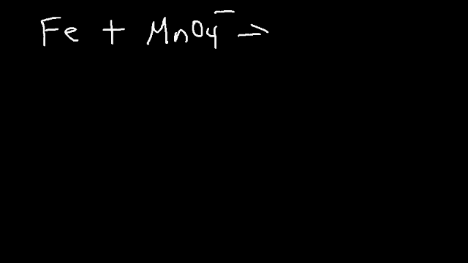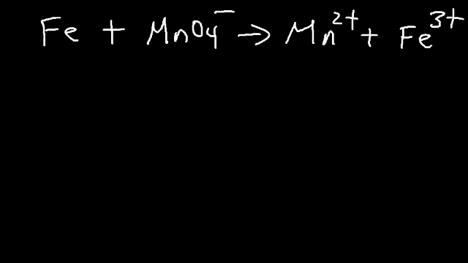But let's go ahead and try another example. Try this one. Let's say we have iron metal plus permanganate, and this is going to turn into the manganese 2 plus ion plus the Fe3 plus cation. Go ahead and balance this reaction first under acidic conditions and then under basic conditions.